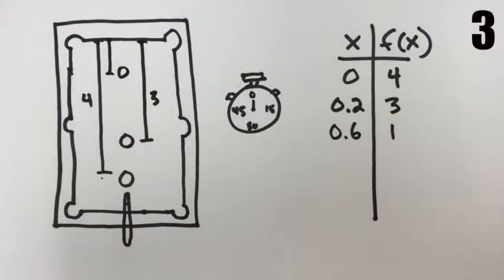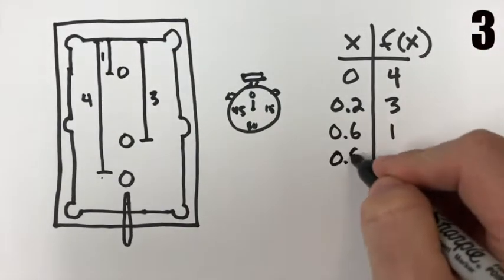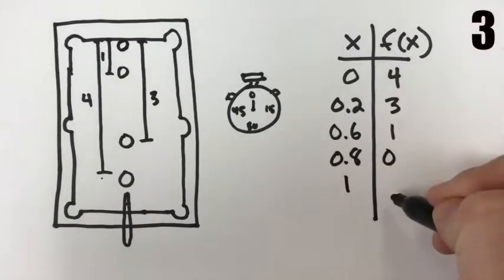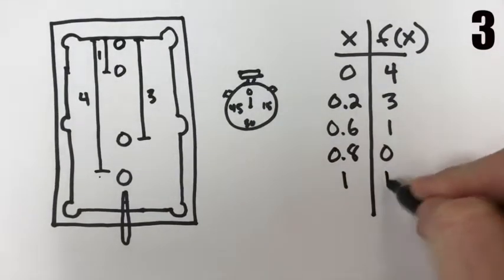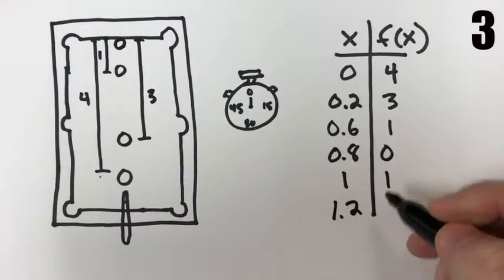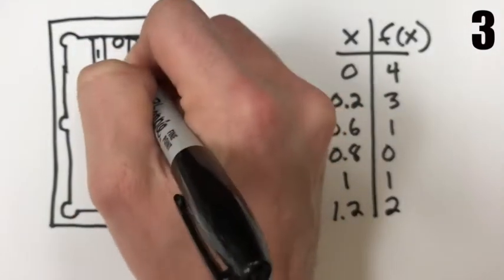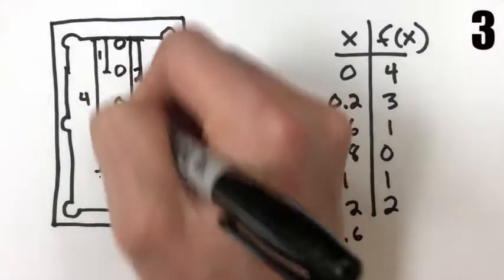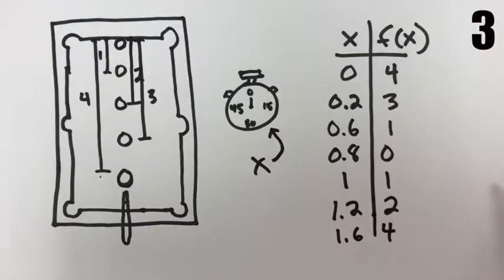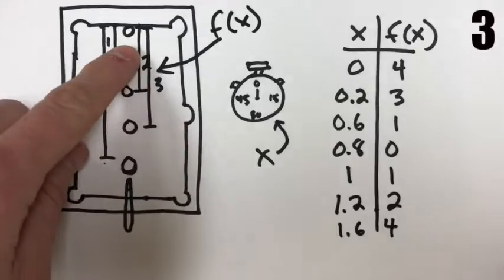So we might be watching this with a slow motion camera. Now at 0.8 of a second, it's actually touching that wall at 0. And then at 1 second, it's bounced back again, and it's 1 foot off again. And then at 1.2 seconds, it is 2 feet off. And at 1.6, it's actually all the way back to the 4 foot mark. So if x is the time in seconds, and f of x is that distance that the ball is away from that bunker.